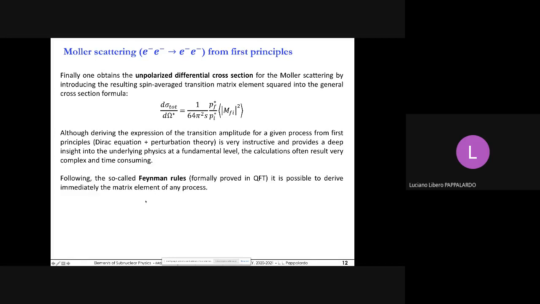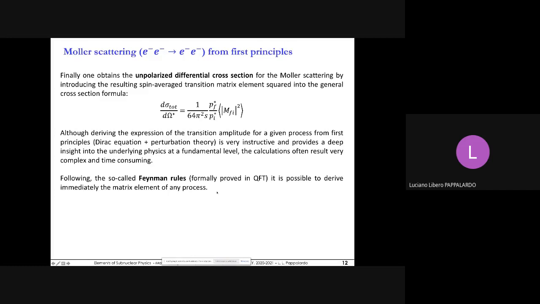However, we have another possibility, that is following the Feynman rules. The Feynman rules are formally proved in QFT. We will not prove these, of course. This you can find in quantum field theory courses. And by applying these simple Feynman rules, you can derive immediately the matrix element of any QED process.